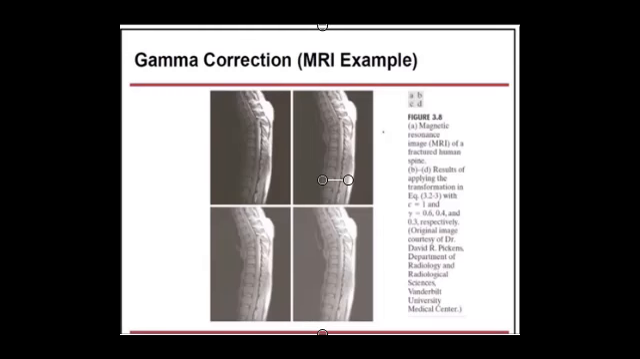It is also useful in MRI. See this MRI image of this bone. After gamma correction, we are getting an appropriate value of this bone.